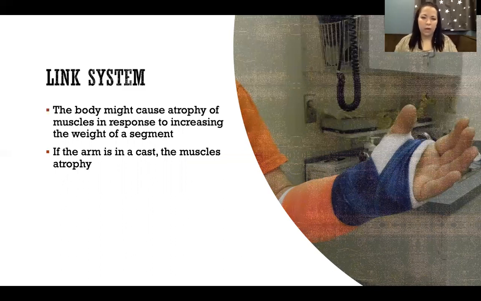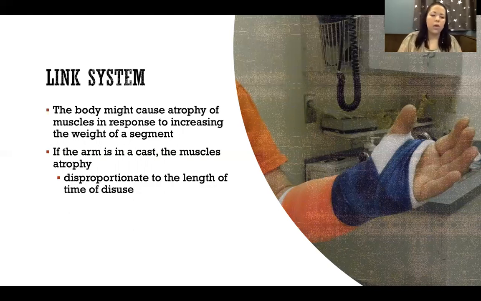So let's assume that the muscles, bones, everything that are part of that limb are intact and healthy. Okay, now if we add to that a cast, we've added additional mass or additional weight to that arm. So, of course, when we're in a cast, we know that we're going to have some amount of atrophy due to the disuse of the muscles in that cast. But the amount of atrophy is disproportionate to the amount of disuse.